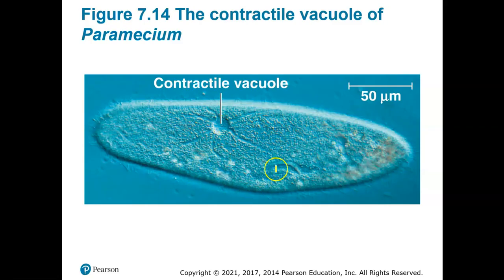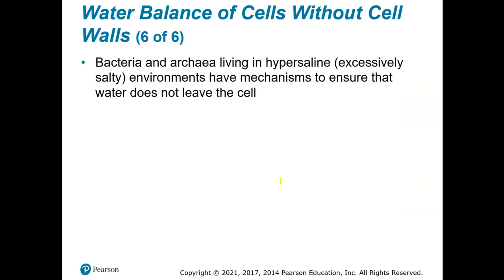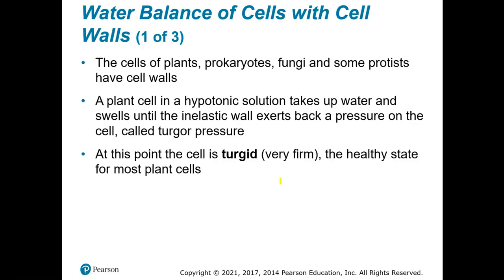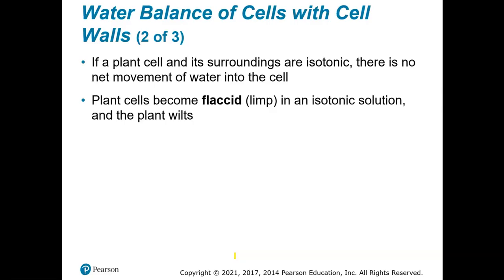Okay, so here's a picture of the paramecium, and you can see the contractile vacuole. There's a video of living paramecium under a light microscope. This would be kind of cool to watch. This is in section 7.3. And I have already covered all of this. You can look at Elodea plant cells placed into hypotonic solution and becoming turgid.